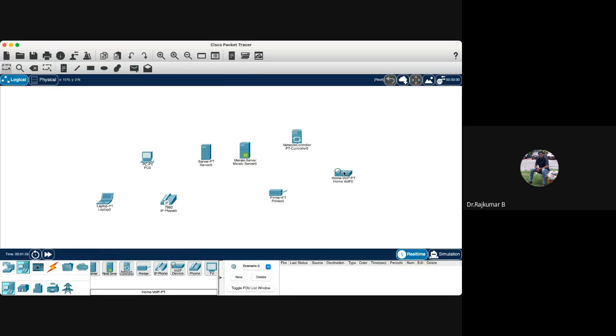So how are these end devices identified in the network? As we discussed in previous classes, using your IP addresses, right? You can find the IP addresses. These IP addresses are generally represented in various ways, so we will discuss them one by one. But how these devices are identified in the network means using their IP addresses, right?